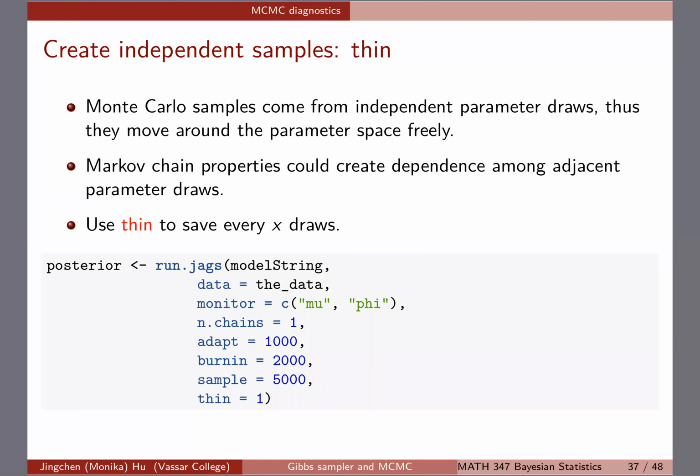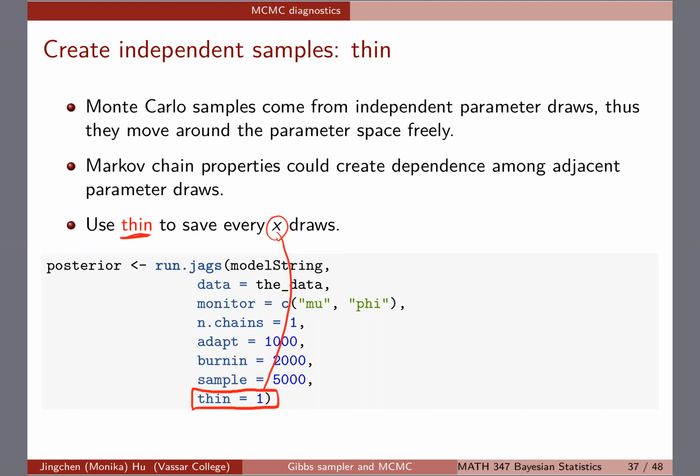And so thinning, I've been talking about it, so now we can finally come to this point to talk about it. So thinning is this argument. Again, Monte Carlo samples come from independent parameter draws, and Markov chains create dependence. So what we do is you can use thin to save every x draws. This x will just be the number that you put in here. Right now, remember, both mu and phi had really high effective sample size, very low autocorrelation, so we don't need to do any kind of thinning.